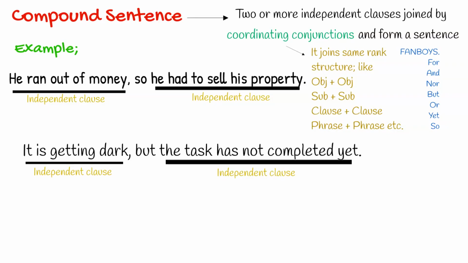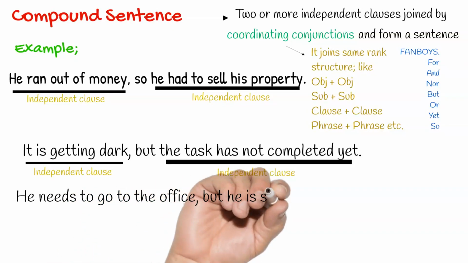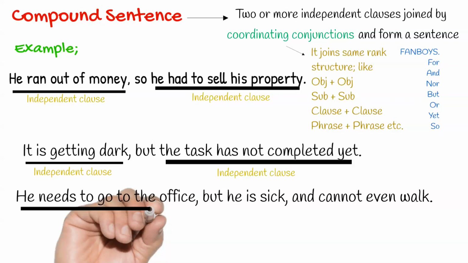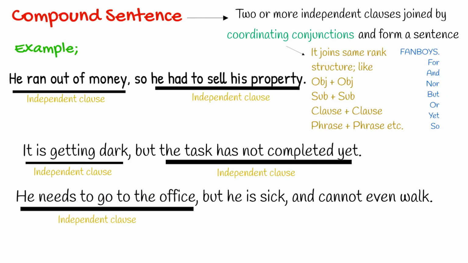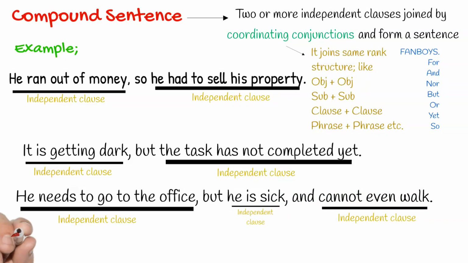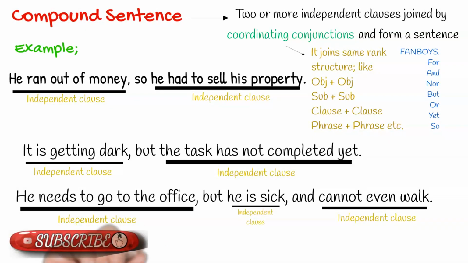He needs to go to the office, but he is sick, and cannot even walk. Here 3 independent clauses join together to form the sentence. He needs to go to the office is one clause, he is sick is another, and cannot even walk is another. These 3 clauses are joined by coordinating conjunctions.